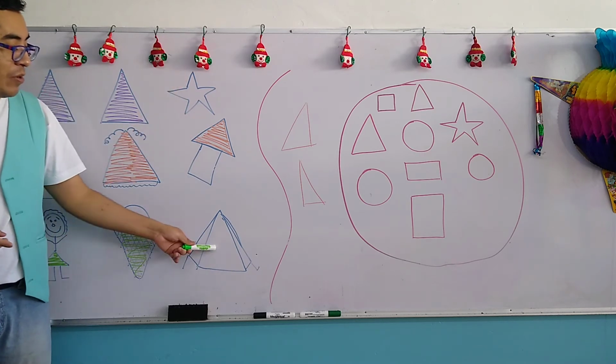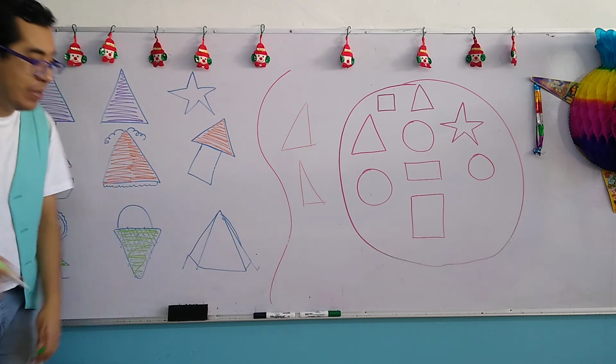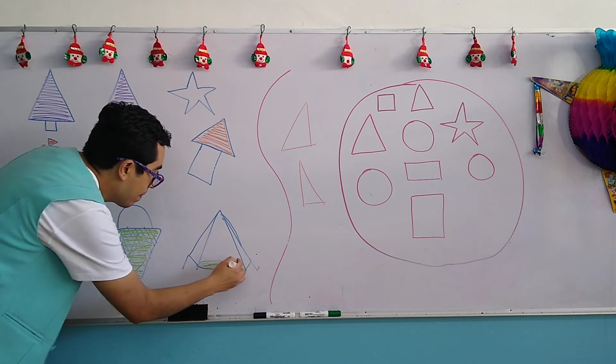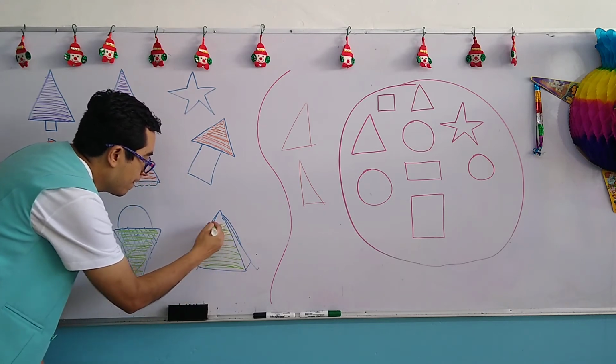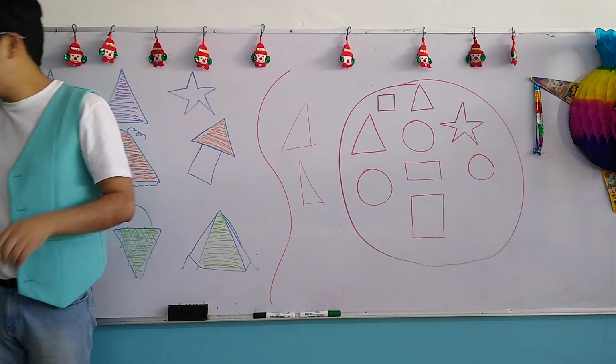Okay, very good. So this tent has the shape and form, once again, of a triangle. So we paint it. Okay, very good. And we have finished the first activity.